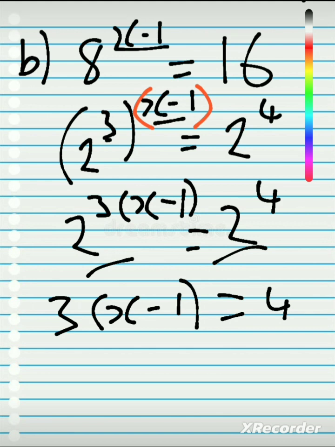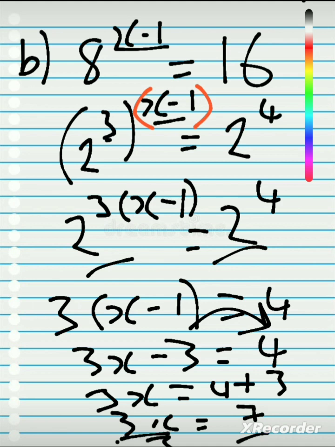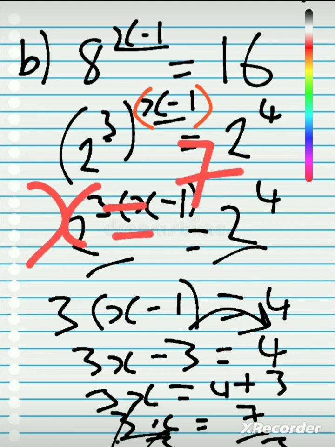Okay, so we can solve now. 3 times x is 3x. 3 times negative 1 is negative 3 equals 4. Negative 3 goes this side. It becomes 3x is equal to 4 plus 3. So 3x, 4 plus 3, it's 7. We can divide both sides by 3, so that the 3 cancel. So our final answer is going to be x is equal to 7 over 3.